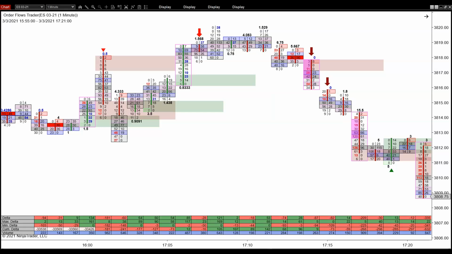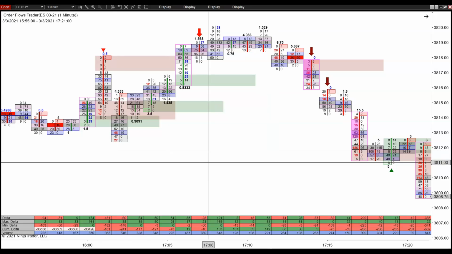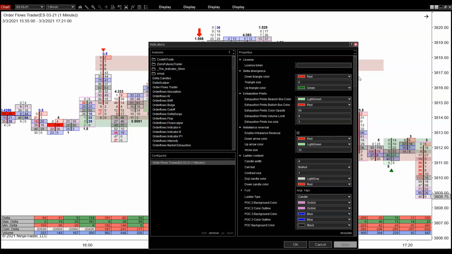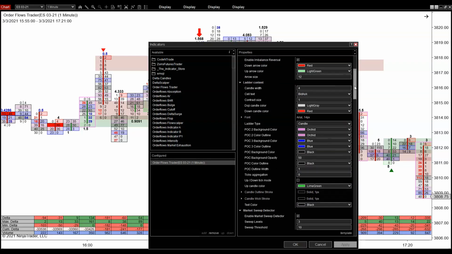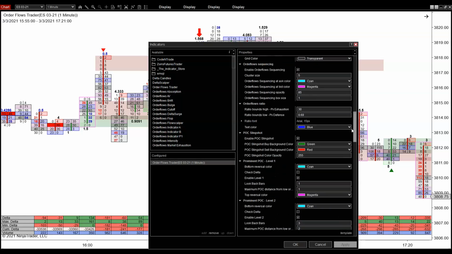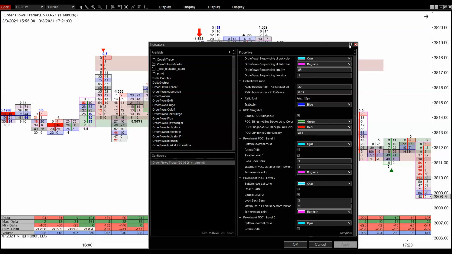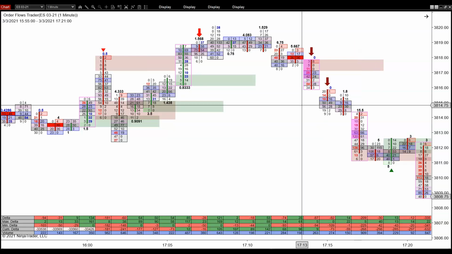For prominent point of control, what is the check delta feature? My programmer wanted to put that in, I think because a user was messaging him directly about it. Basically, each one has a check delta. For a bearish prominent point of control, you would have to have negative delta. For bullish, it'd have to have positive delta. So it's just one extra layer of confirmation. Personally, I don't use it, but it was a user request that got put in there.